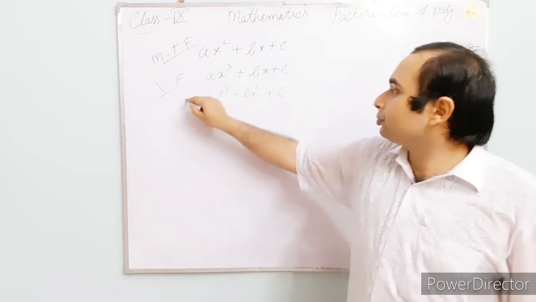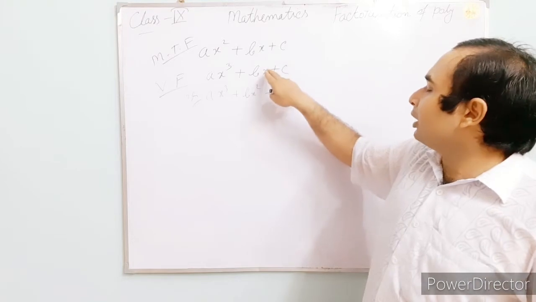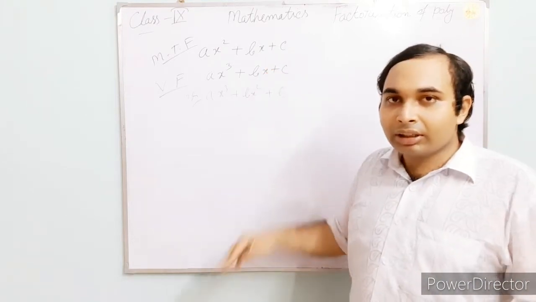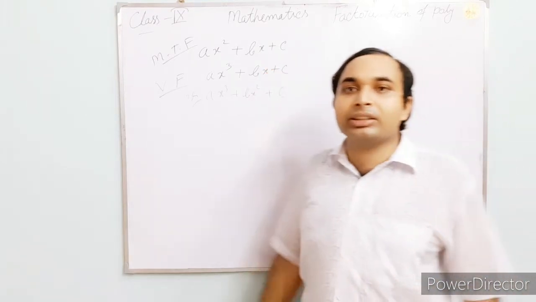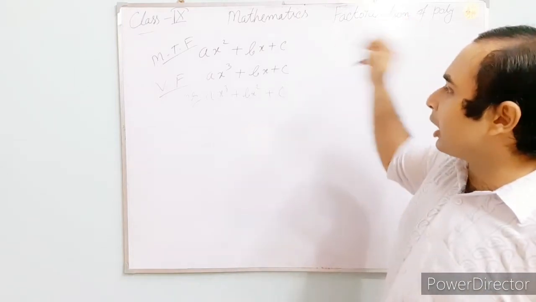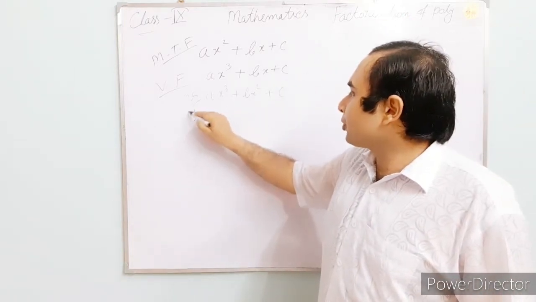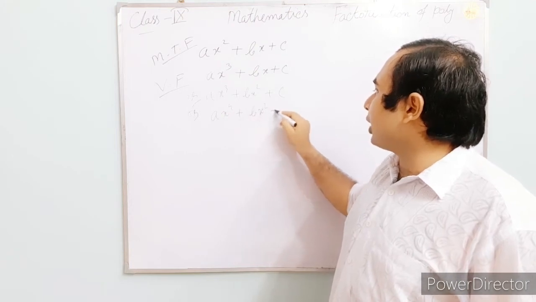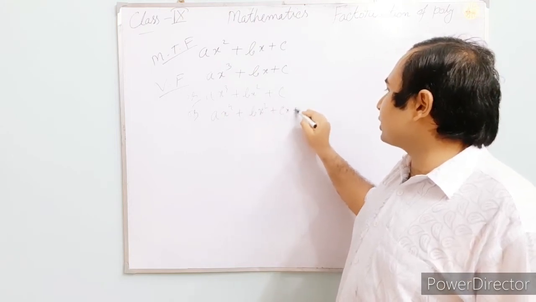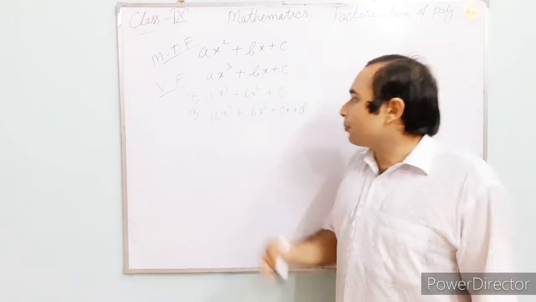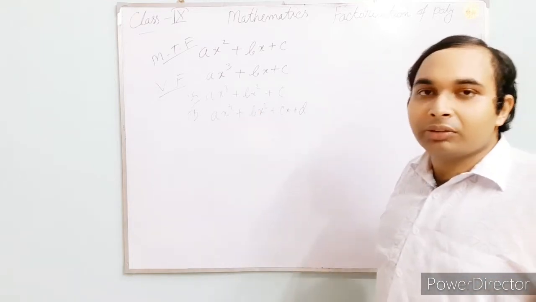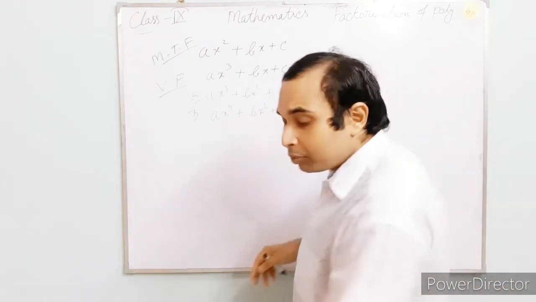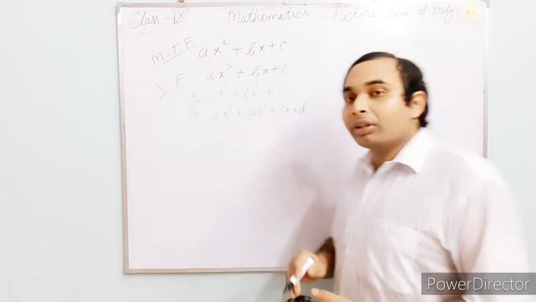Sometimes it can be x cube plus bx square plus c. That means the 1 degree term has been vanished. Like this, one term will be vanished. Sometimes it can be ax to the power 4 plus bx square plus cx plus d. That is, the cube term has been vanished. We have to factorize those types of polynomials.